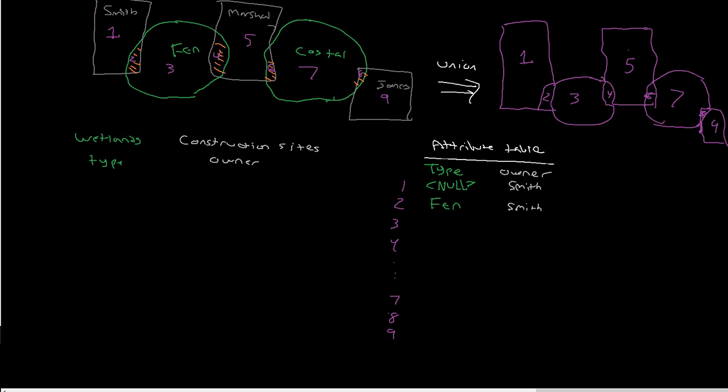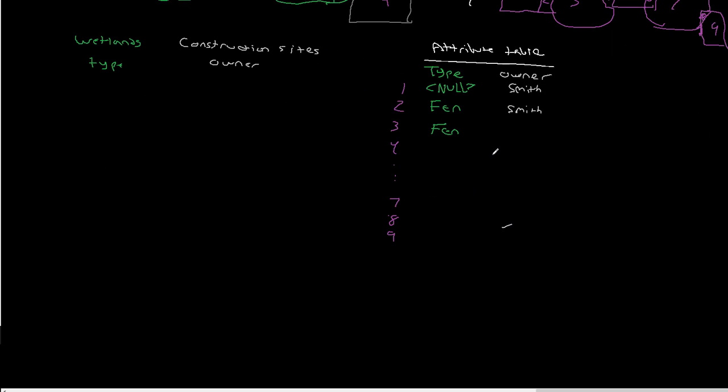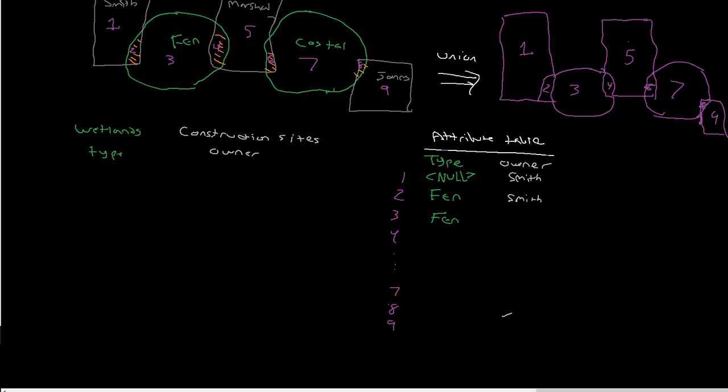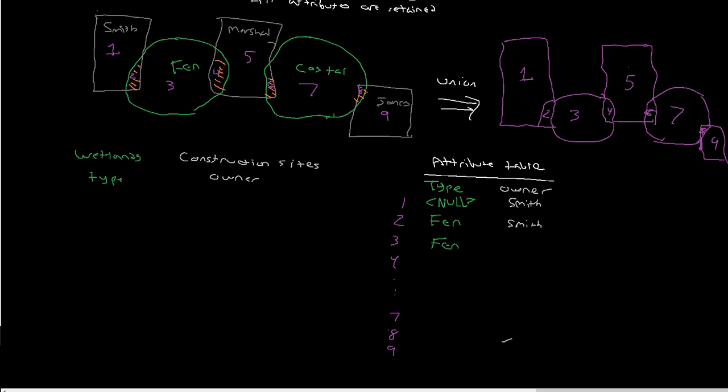Okay. Let's look at 3. 3, again, is going to represent the area of this wetland with type Fenn that is not overlapped by any construction sites. So it is also going to have a type of Fenn, because it's pulling the Fenn from right here. The owner, though, again, this is the non-overlapped portion of the input. So we actually don't have any owner, so it's going to be null.